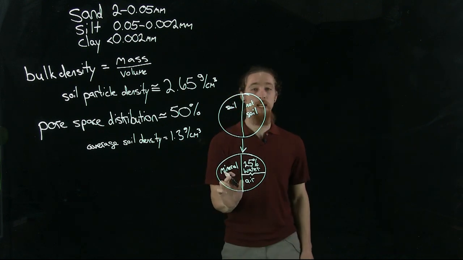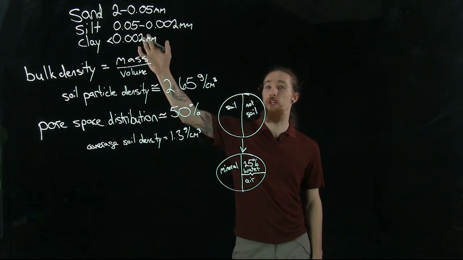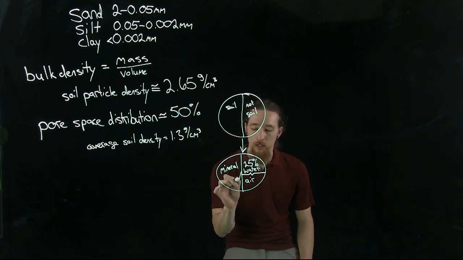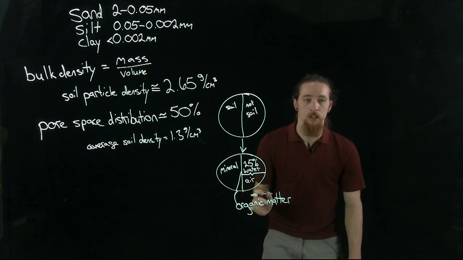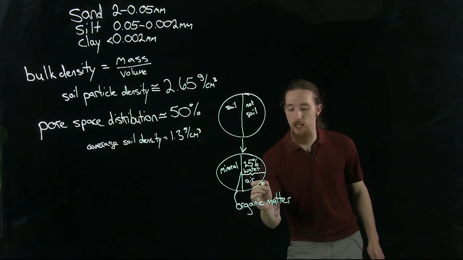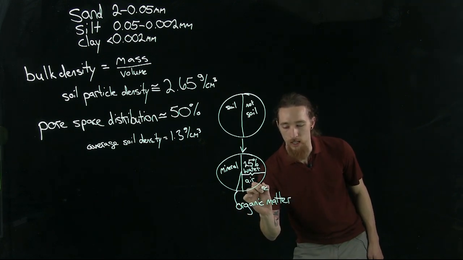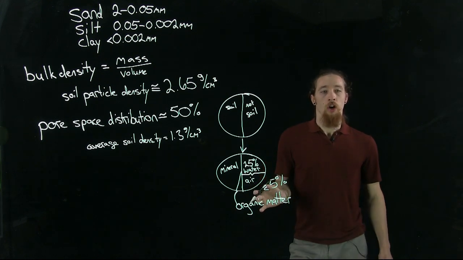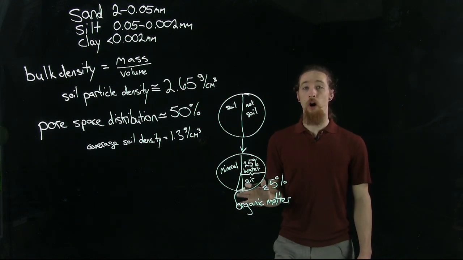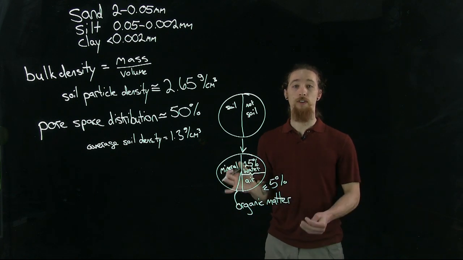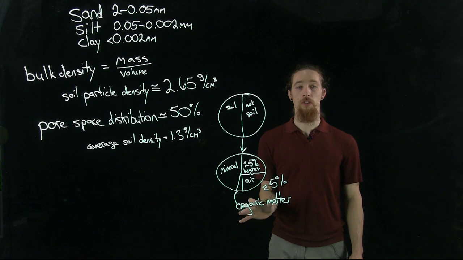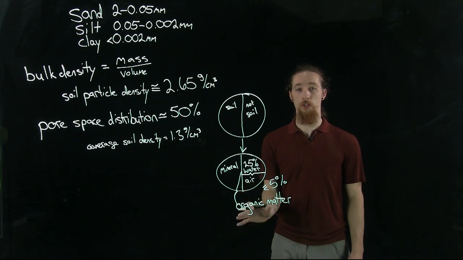We can further break down this mineral portion, of course, into sand, silt, and clay. There's also a small fraction of organic matter, typically less than 5%. While they're technically particles and they are physical objects, this is much better discussed within biological parameters, and so we won't be doing that in this video.